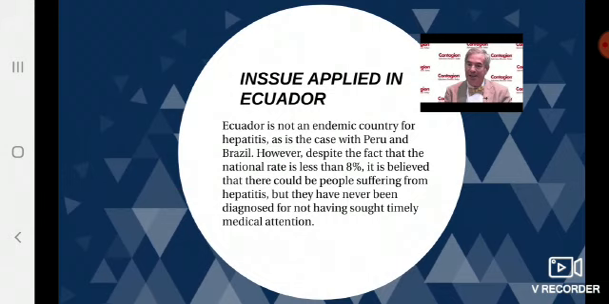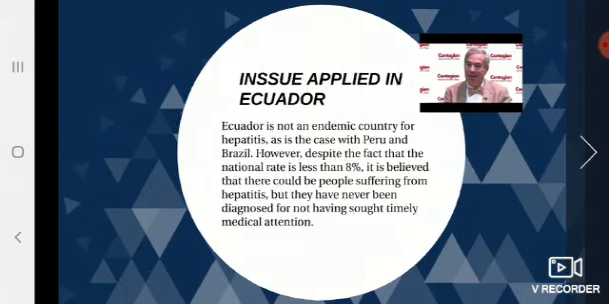It is applied in Ecuador. Ecuador is not an endemic country for hepatitis, as is the case with Peru and Brazil. However, despite the fact that the national rate is less than 8%, it is believed that there could be people suffering from hepatitis, but they have never been diagnosed for not having sought timely medical attention.